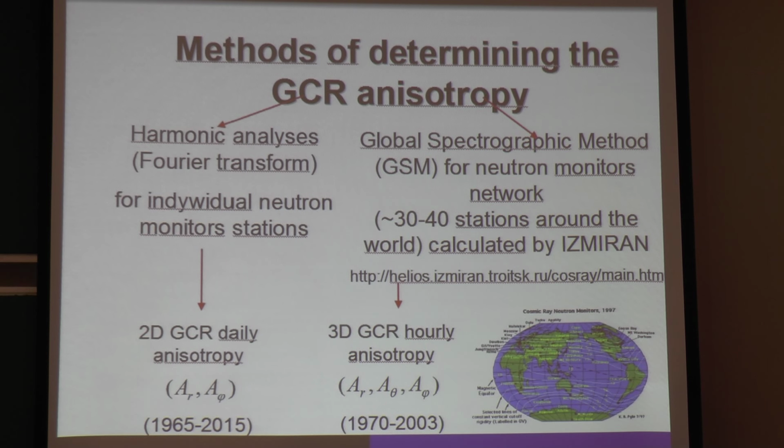If we take the global spectrographic method, we can use data from the neutron monitor network, about 40 stations around the world, and in this case we can obtain 3D anisotropy, daily and also hourly. The resolution is very good.